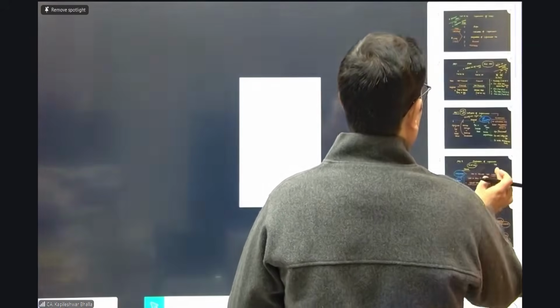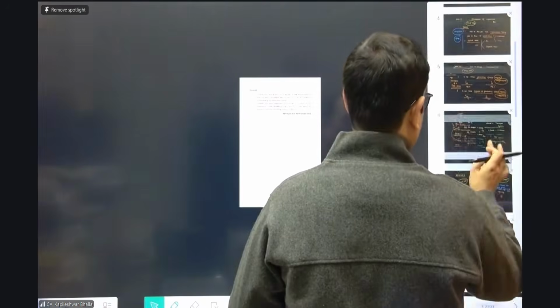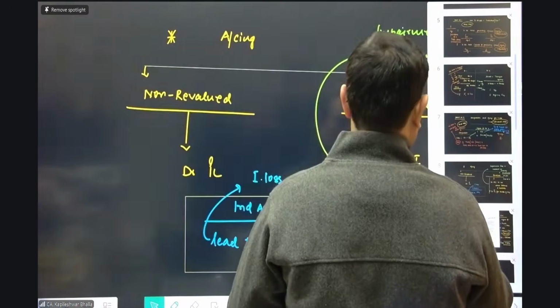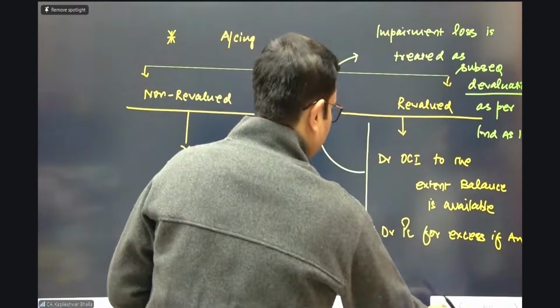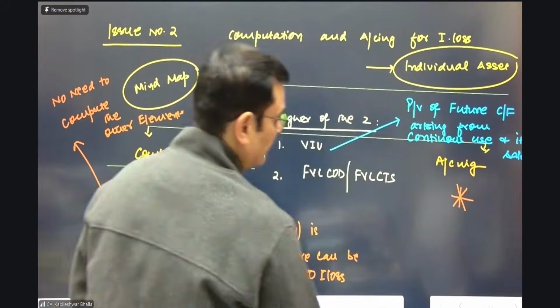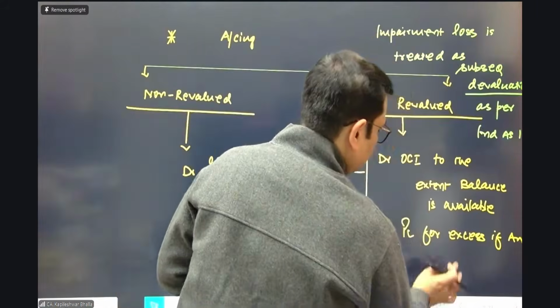Okay, so I think let's now come back to the agenda. My issue number 2 is done. I now need to go to issue number 3. So this was individual asset. Now comes the real part, and that is the group of assets, the CGU. Let's go to the next agenda.